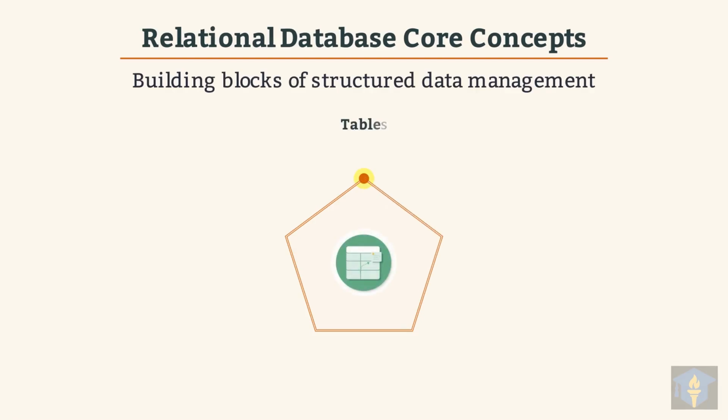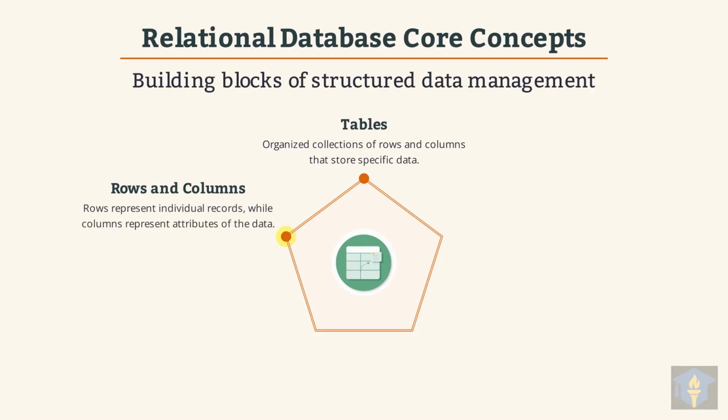First, we have tables, the primary structures for organizing information in a relational database. Tables are organized collections of rows and columns, designed to store specific types of data. Within tables, rows and columns serve distinct, yet interconnected purposes. Rows represent individual records, while columns define the specific attributes or fields of that data.